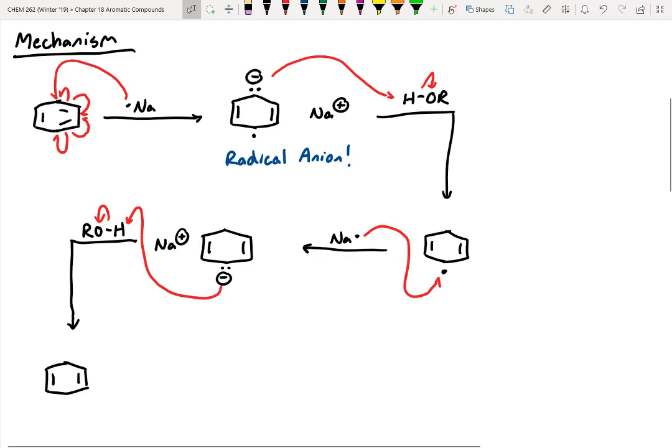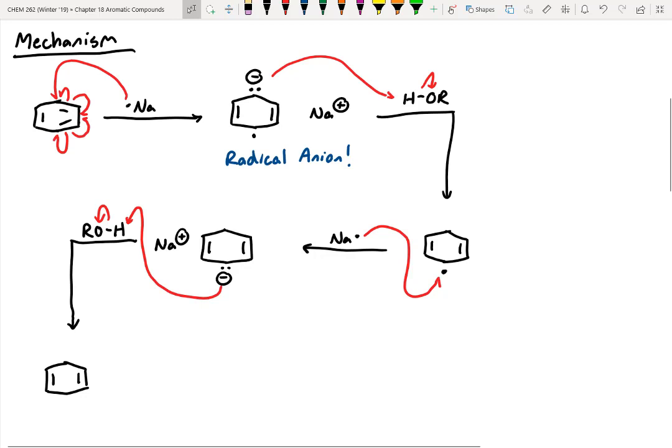Why is ammonia used as a solvent? That's a good question. Usually, I think it's to stabilize the radical anion. I'd have to look into that more, though. Yeah, that's a good question.